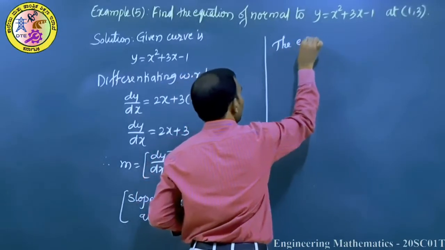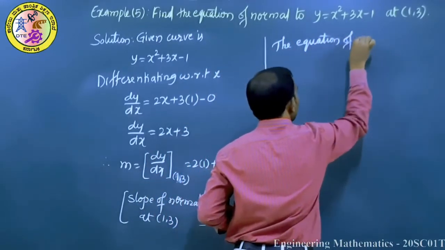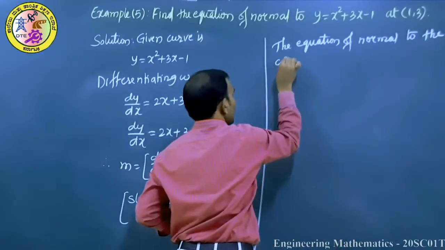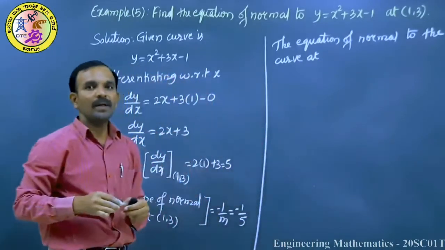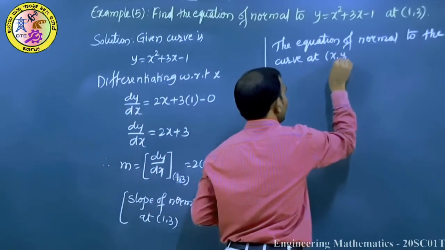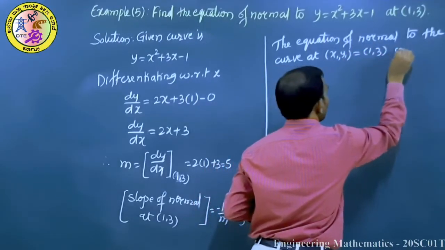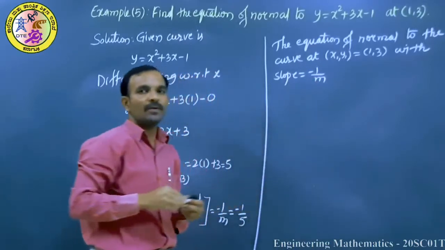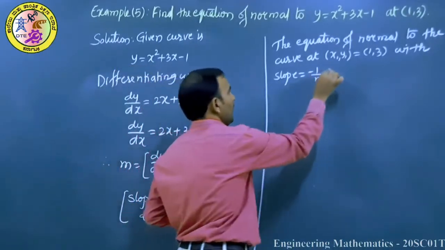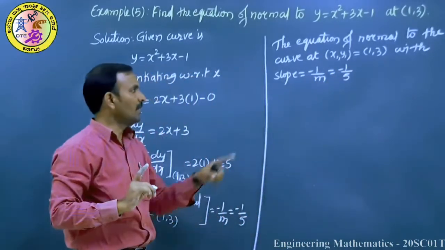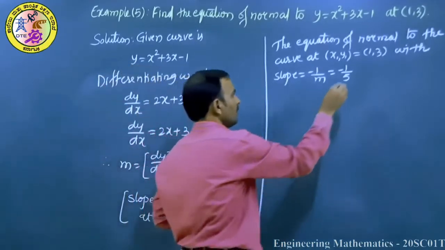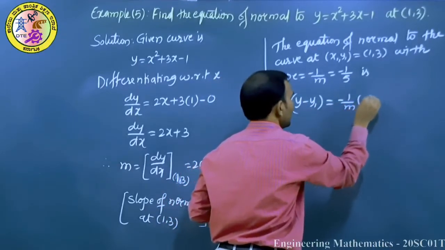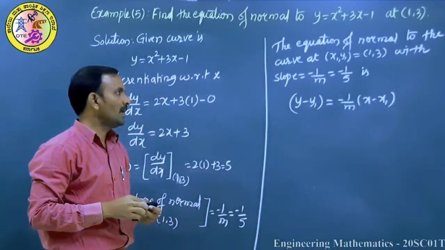The equation of normal to the curve at the point 1 comma 3, x1 comma y1, with slope minus 1 by m, that is minus 1 by m equal to minus 1 by 5. The slope of tangent is m, but the slope of normal is minus 1 by m. The formula is y minus y1 is equal to minus 1 by m into x minus x1.